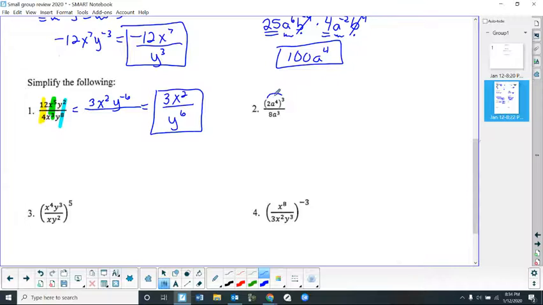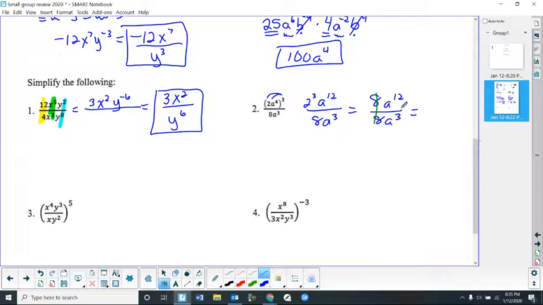Okay, problem number 2, this has to get shared to both. So I have 2 to the 3rd, a to the 12th over 8a to the 3rd. Remember, 2 to the 3rd is 2 times 2, which is 4, times 2, which is 8. So I have 8, a to the 12th over 8, a to the 3rd. Now, 8 over 8, it cancels. It's just 1. 8 divided by 8 is 1, or you can say they just cancel.